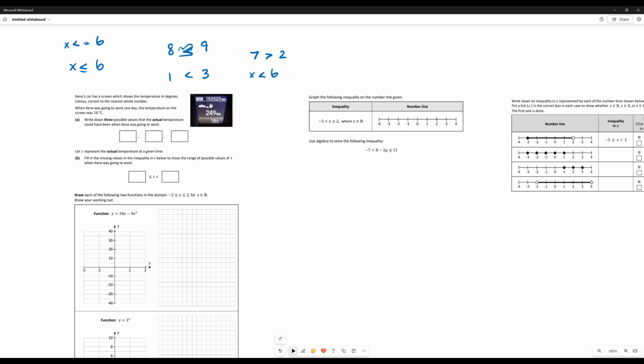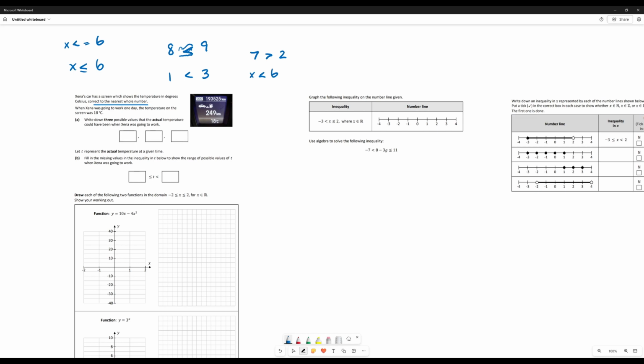Now this was in the 2023 Junior Cert, where it talks about a car that will show you the temperature, but obviously if you ever see a temperature like that, it's never going to show you 17.6 degrees or 17.9. I thought that was a weird question, but they wanted you to write down 3 possible values of the actual temperature, given that the car rounds it correct to the nearest whole number.